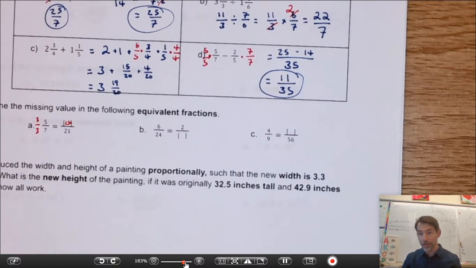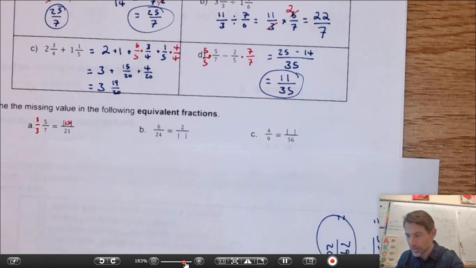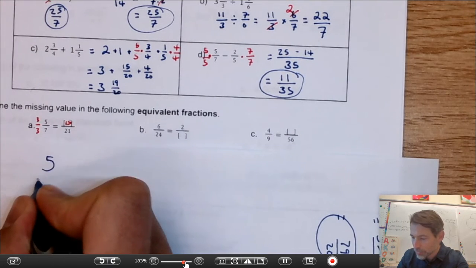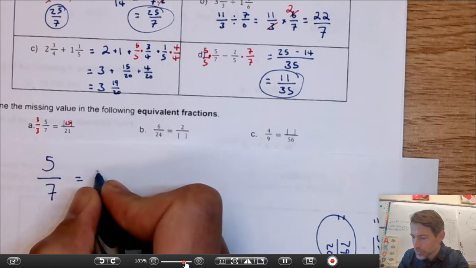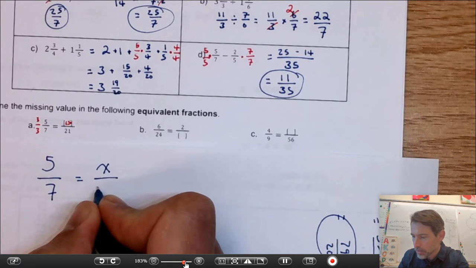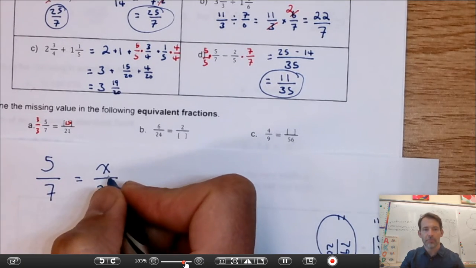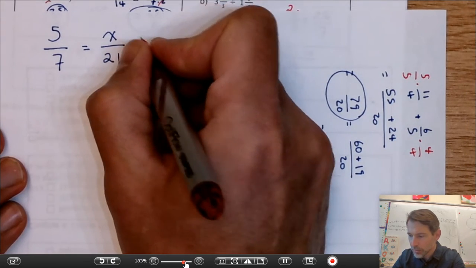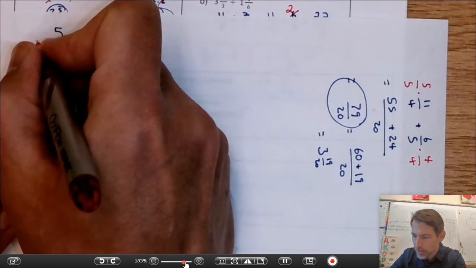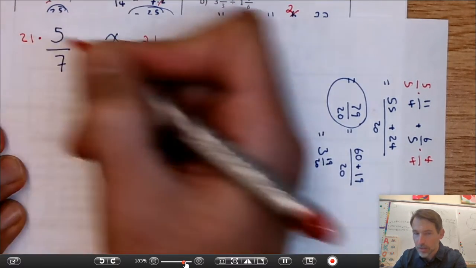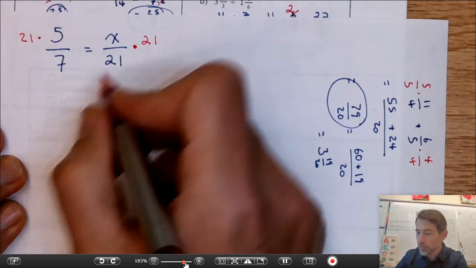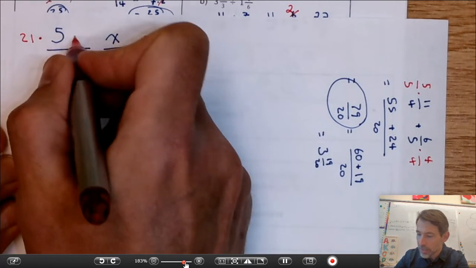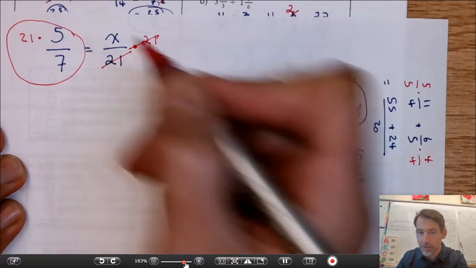But let me show you another way. It does not rely on just basically spotting the answer or the secret to the answer. So I've got 5 over 7 is equal to some number I don't know yet, divided by 21. If I'm dividing a number I don't know yet by 21, and I don't want to divide it by 21, go ahead and multiply both sides by 21. All right, so I'm just going to multiply both sides by 21. Now this cancels this, and this is equal to x.